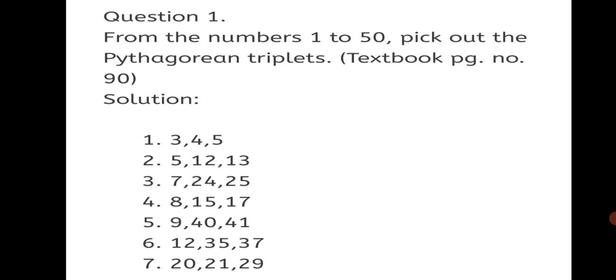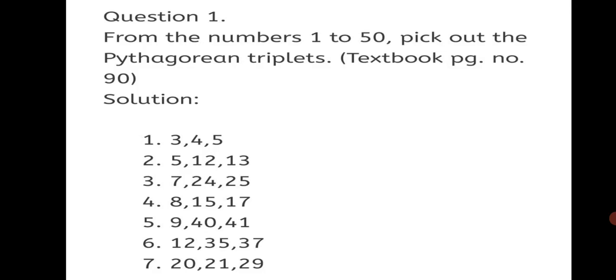All these sets of numbers are Pythagorean triplets, and if you have to construct a triangle with these sides, it will be a right angled triangle. So a triangle with sides which form a Pythagorean triplet is always a right angled triangle.